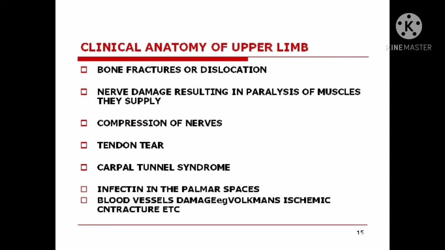Clinical anatomy of the upper limb. In the upper limb, we will also discuss bone fracture, the broken bone, and dislocation. The dislocation occurs at a joint, where one bone dislocates from its original position. Nerve damage results in paralysis of the muscles which it supplies. Compression of a nerve can result in problems, and can lead to tear of the tendon.